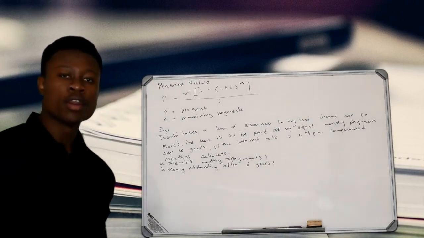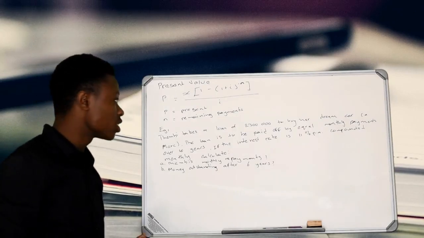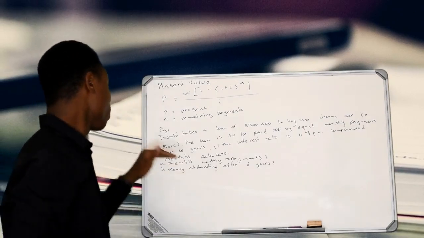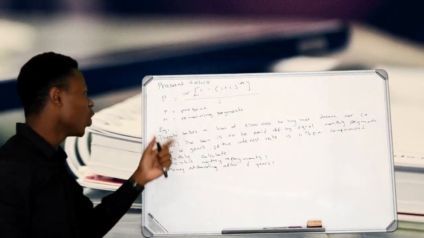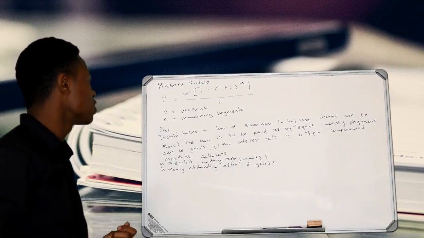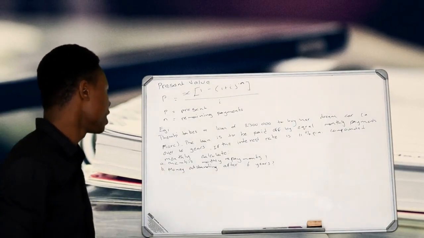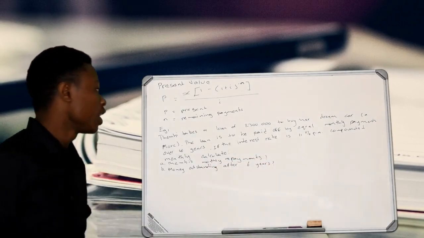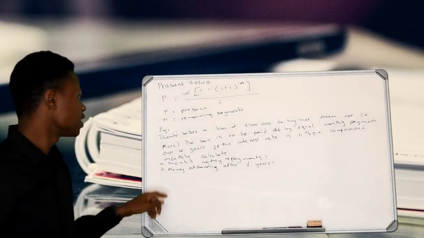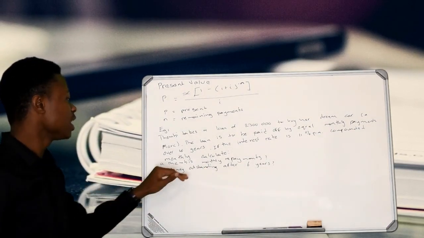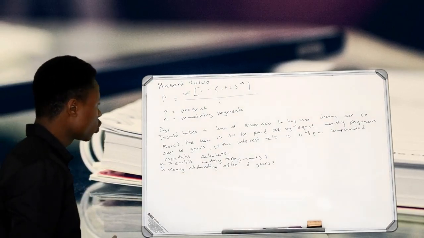Okay, example 1. Tembi takes a loan of 300,000 to buy her dream car, a Merc. I would have bought an old Audi TT, but anyways, the loan is to be paid off by equal monthly payments over the next 10 years. If the interest rate is 11% compounded monthly, calculate Tembi's monthly payments and money outstanding after 6 years. Right? So this is the question.